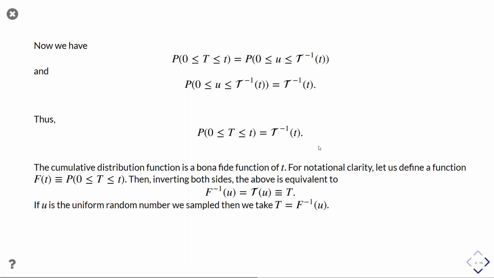Now we need to note that the cumulative distribution function is actually a function of lowercase t. For notational clarity, I'll now define explicitly a function, capital F, of lowercase t that is equal to the cumulative distribution function for the waiting time, capital T, to be between 0 and lowercase t.